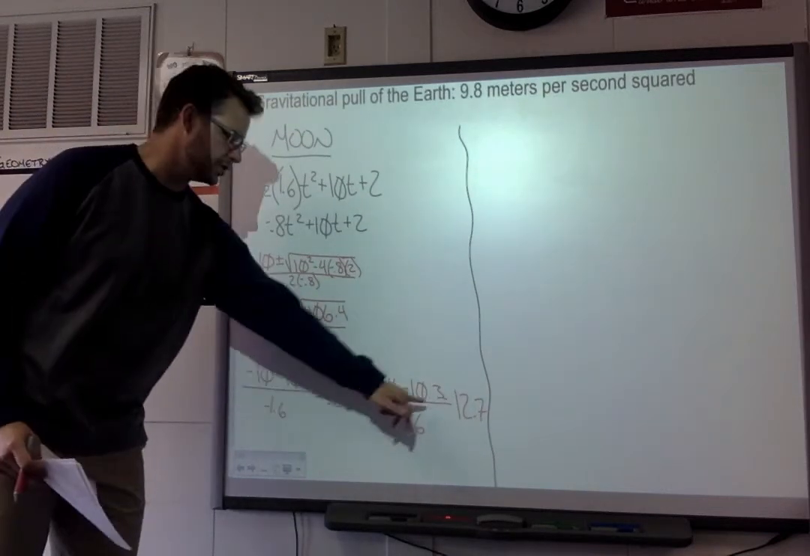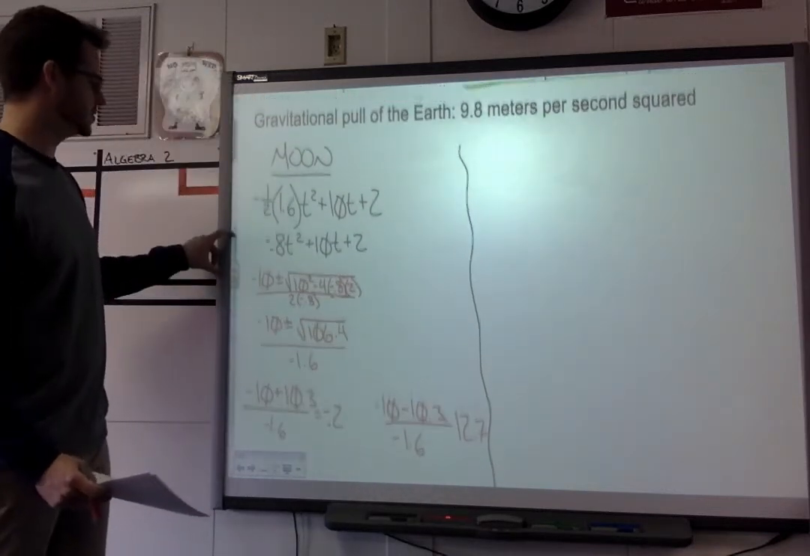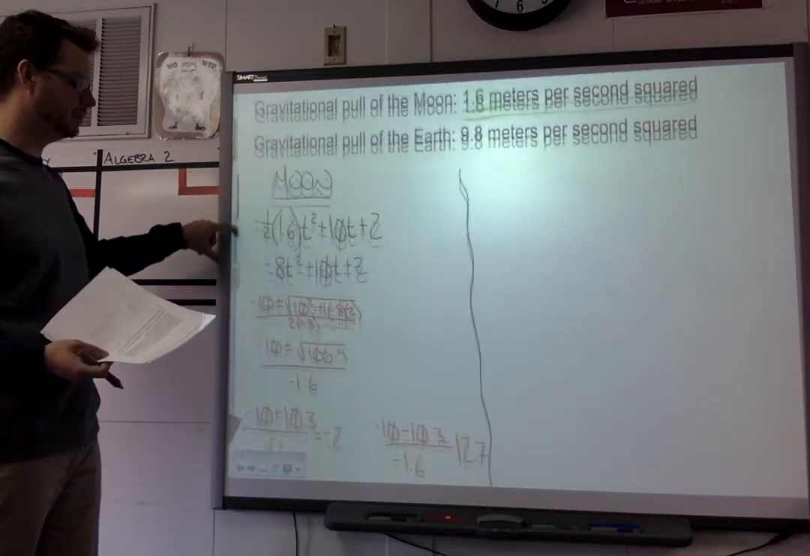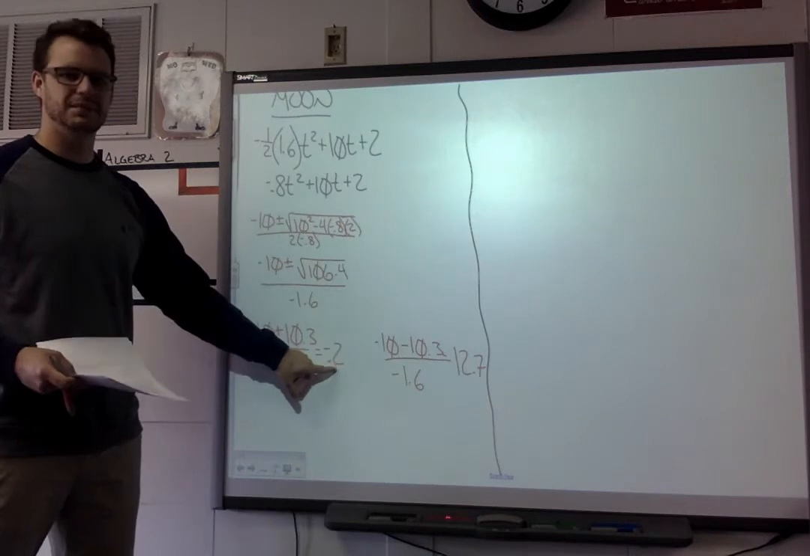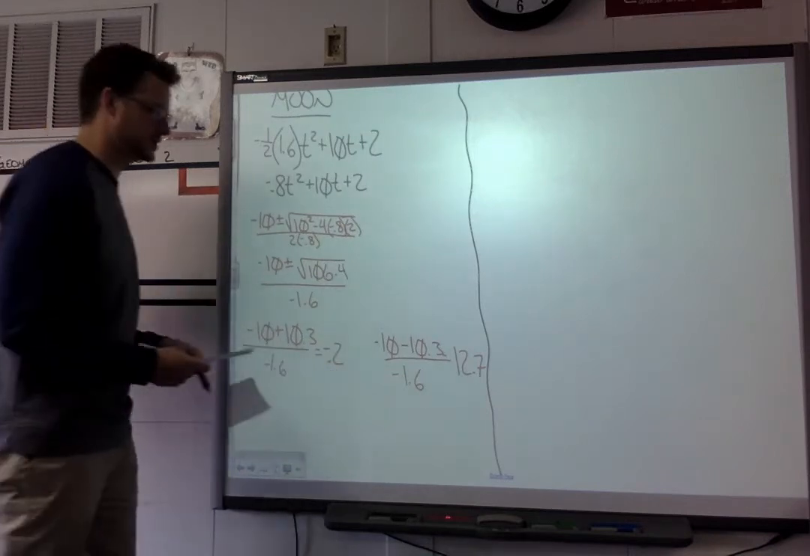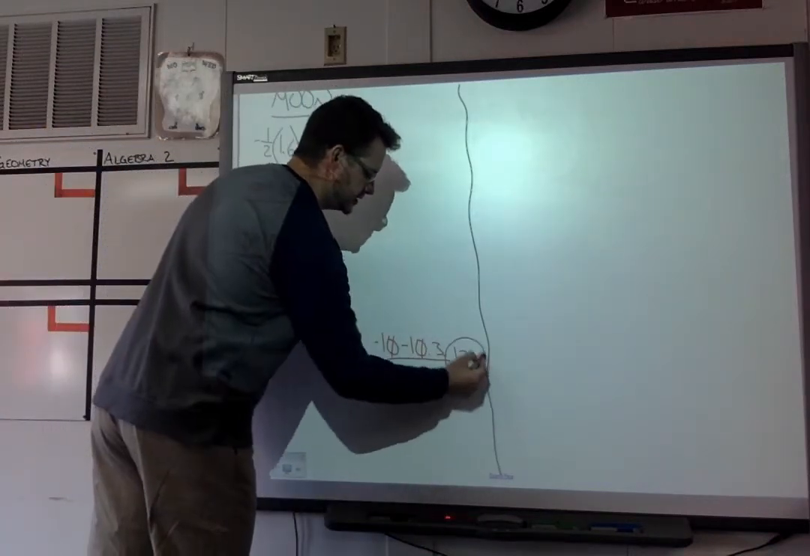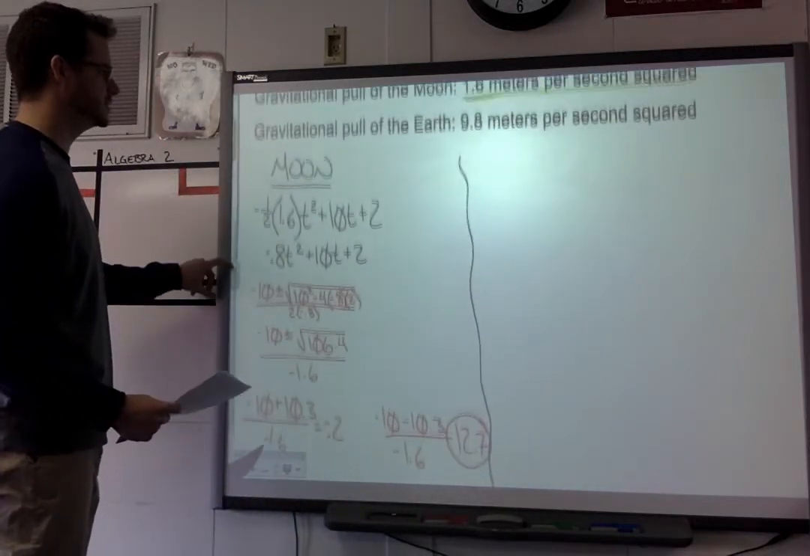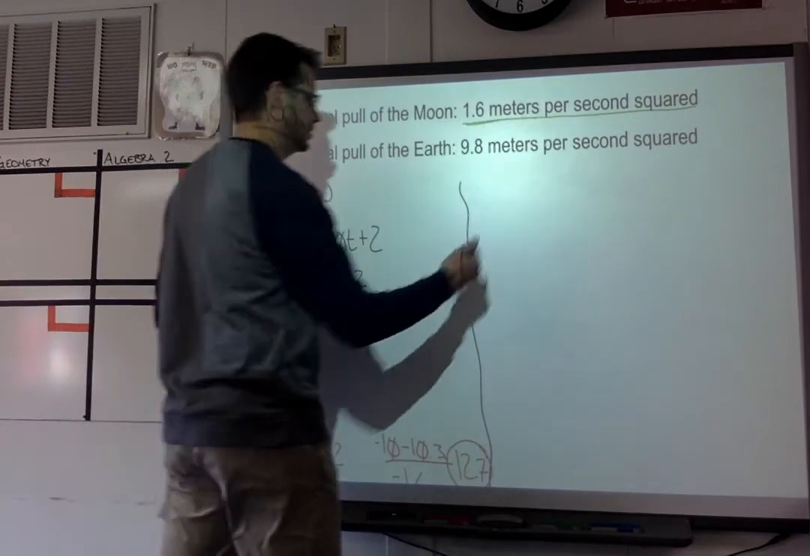Now in this case, when we solved it before, when they just told us to solve the quadratic equation, we said that both of these were solutions. But on this one, we're trying to figure out how long the ball will be in the air. A ball can't be in the air for negative 0.2 seconds. So in this case, our solution would be 12.7. Now we need to go ahead and solve for the Earth.